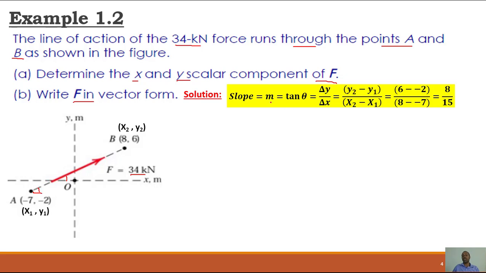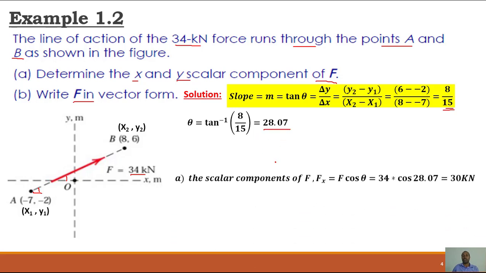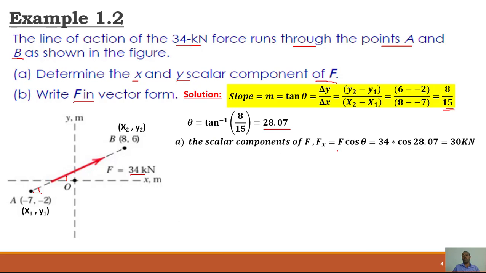So tan theta is m, the inclination of this force, the change in y, the vertical difference, divided by the horizontal run. So you have y2 minus y1 over x2 minus x1, which is 6 minus -2 over 8 minus -7, so you get 8 over 15. Then theta can be computed now. The inclination angle is tan inverse of 8 over 15, which gives 28.07 degrees.